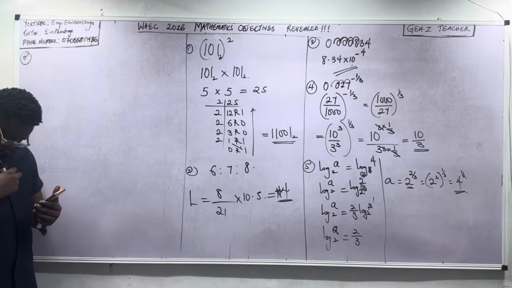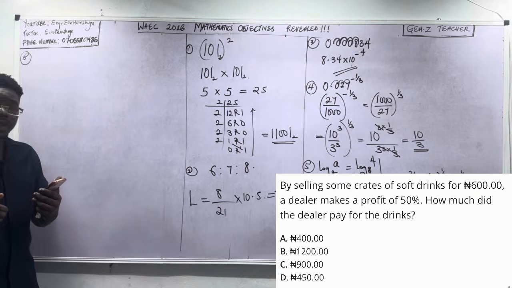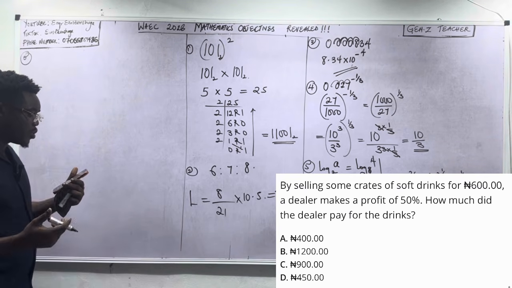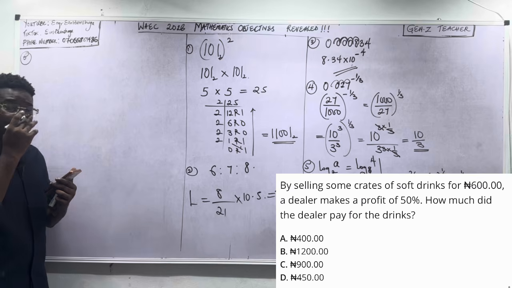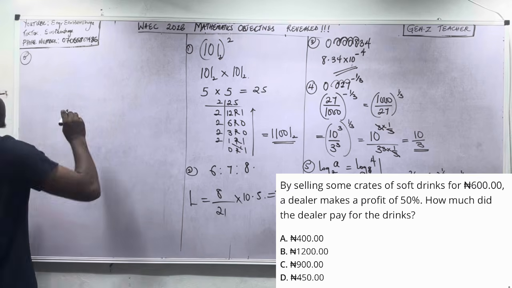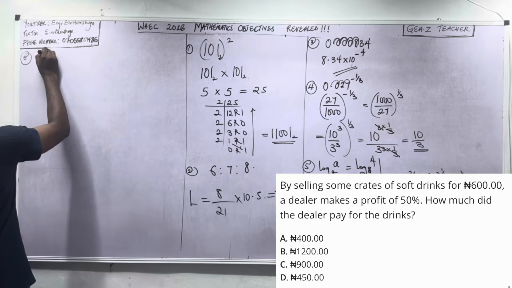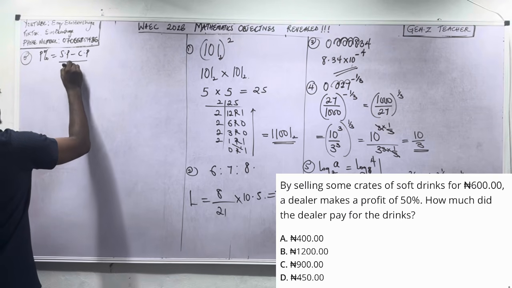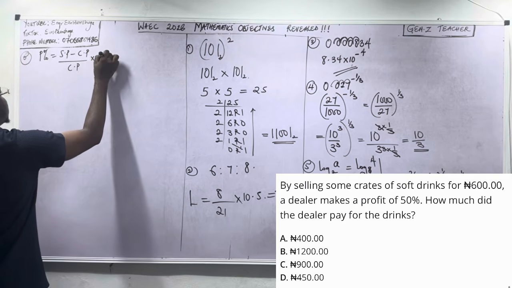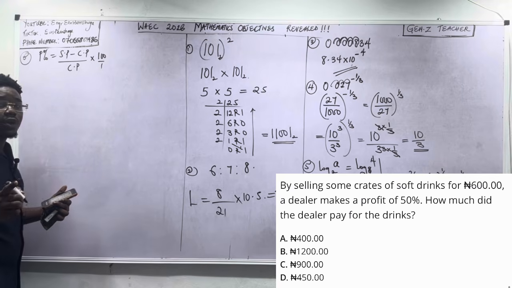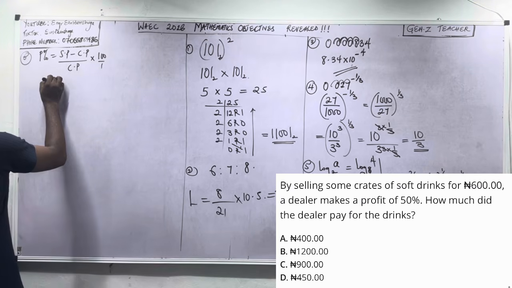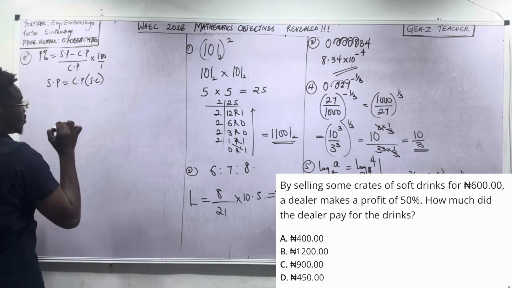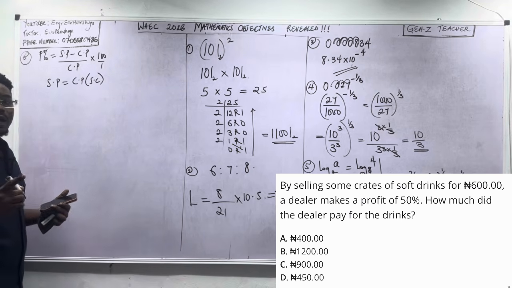Number 6. By selling some crates of soft drinks for 600 naira, a dealer makes a profit of 50%. How much did the dealer pay for the drink? And quickly, the formula we're applying should be profit percent equals selling price minus cost price over cost price times 100 over 1. But because it's an objective question, I apply my shortcut. Selling price equals cost price times shortcut. Now, what is the shortcut? It depends on the question.